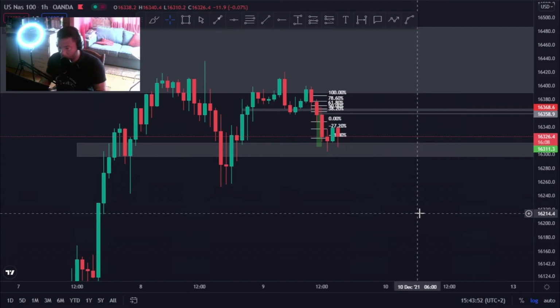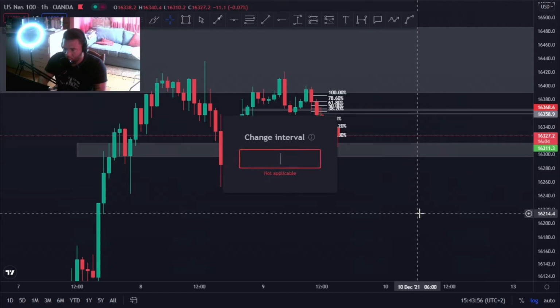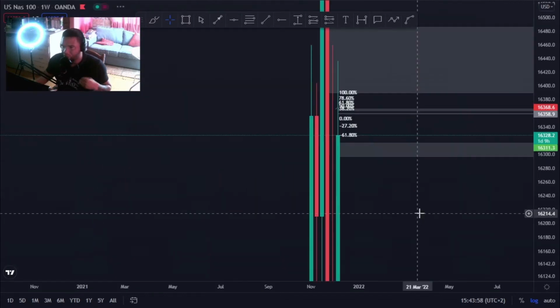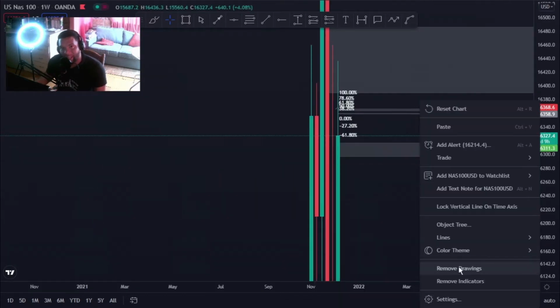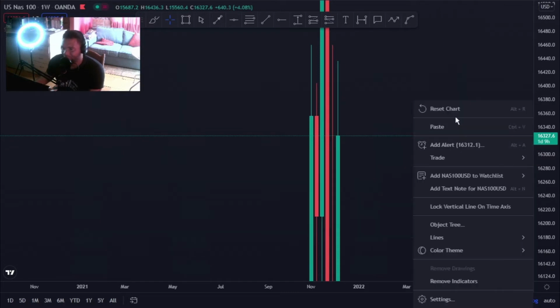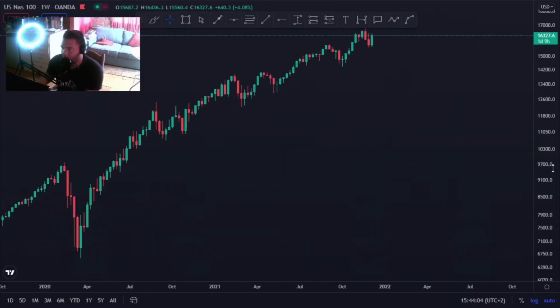So we're back here on NAS100, guys. I'm gonna start off from clean charts. You guys notice by now I'm a clean trader. Let's call me the naked trader. I don't use indicators or anything. I just use the trend, guys.